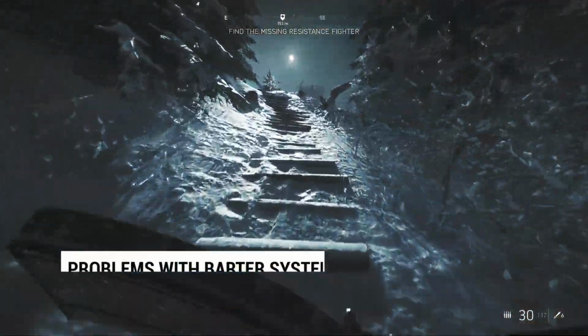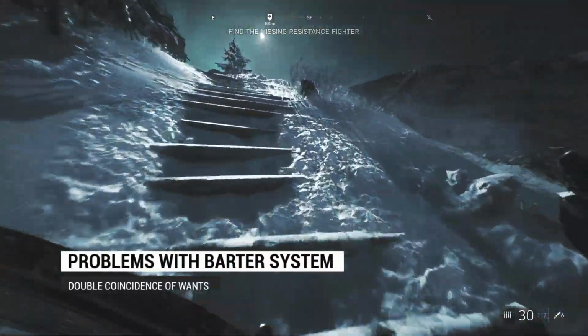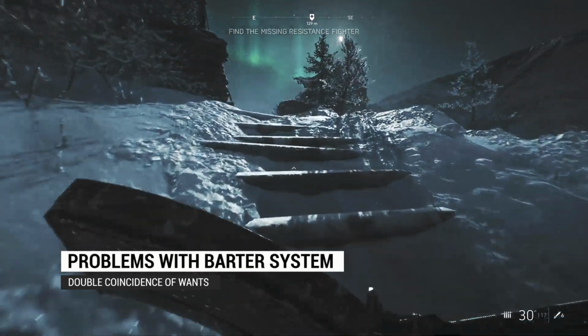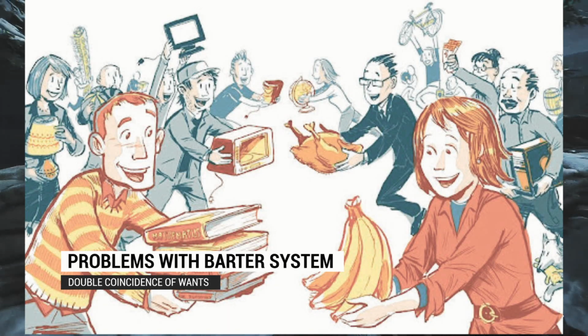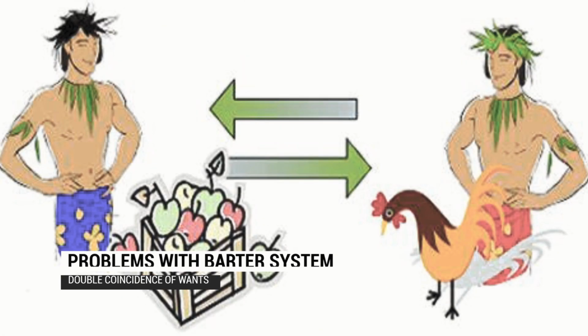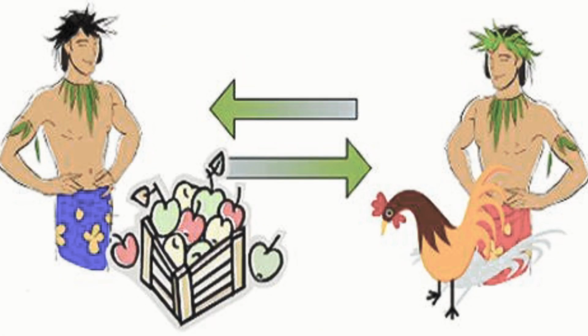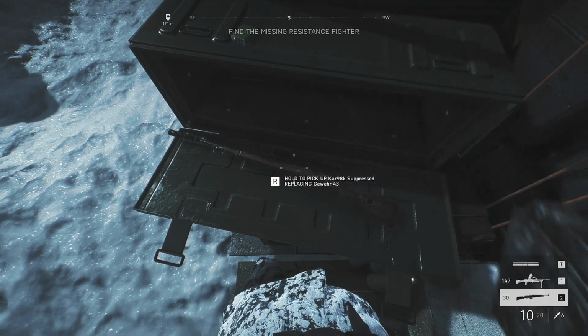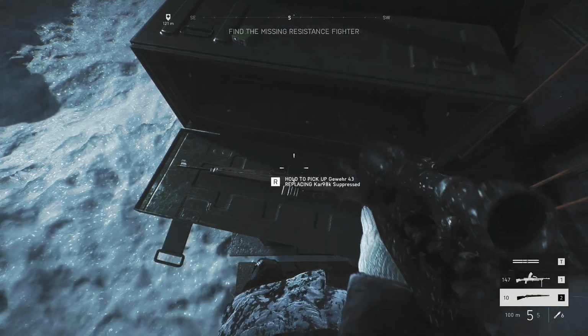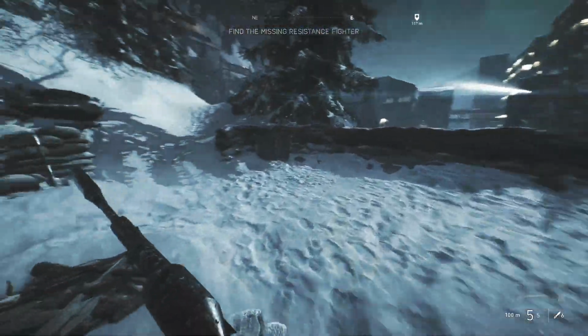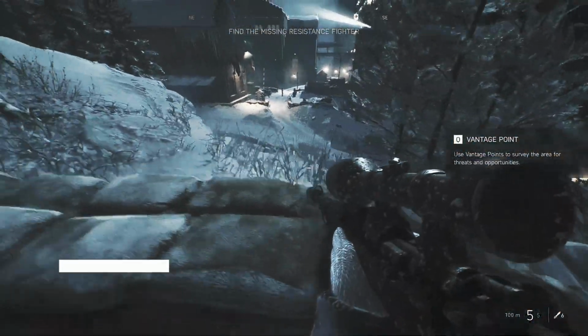Problems with the barter system. Double coincidence of wants. The key problem with the barter system is the need for a double coincidence of wants. If Jones wants apples but has chickens to trade with, he must find a trader who wants chickens in exchange for their apples, as two people engaged in a trade must both want what the other person is offering. Bartering is highly inefficient.